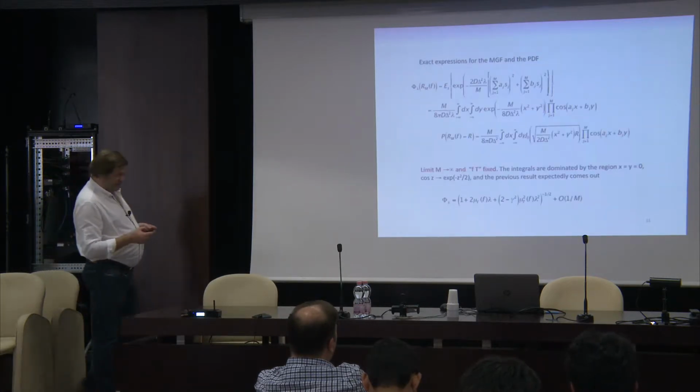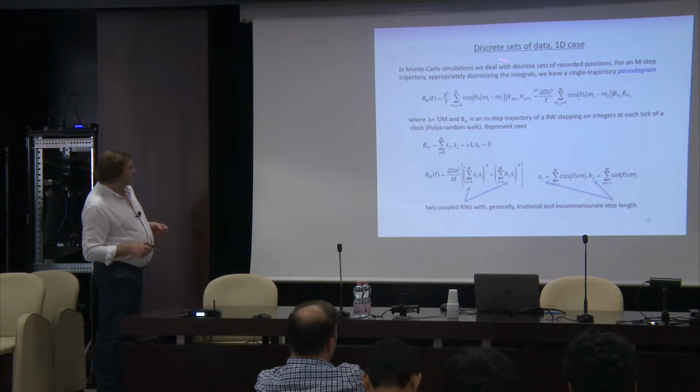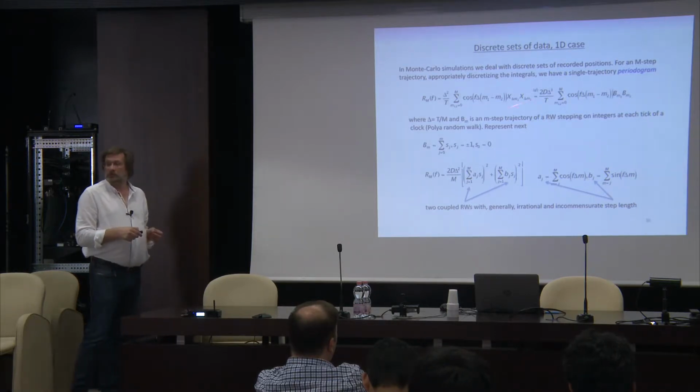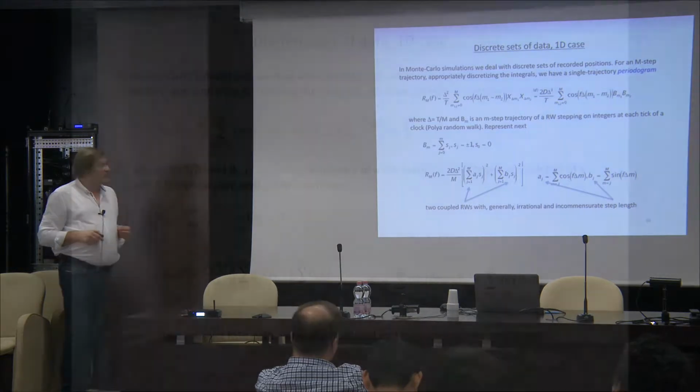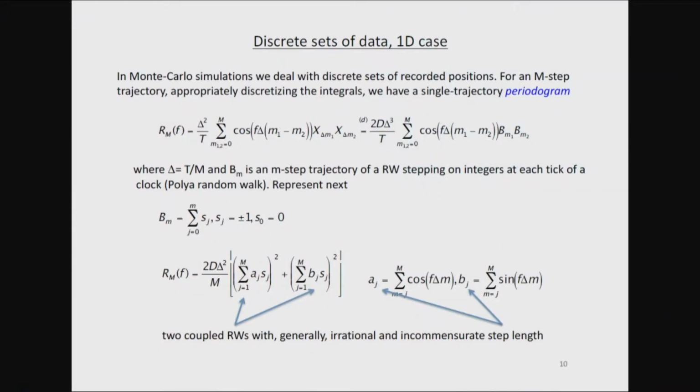If we further rewrite it, reproducing a Pólya random walk trajectory as a sum of increments plus minus 1, and we plug it here, we end up at the following representation of the periodogram of a single trajectory. So it is a sum of squares of two sums where we have these increments, so these are coupled objects, and these are time-dependent lengths of random walks, which are sums of either cosines or sines. And so we have two coupled random walks with, in general, irrational and incommensurate length of step.